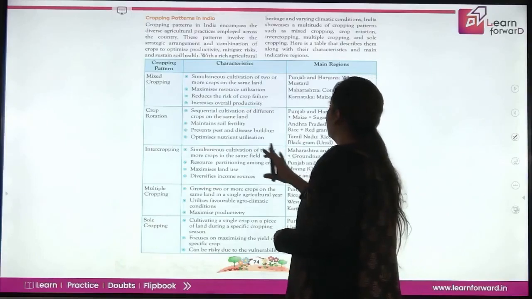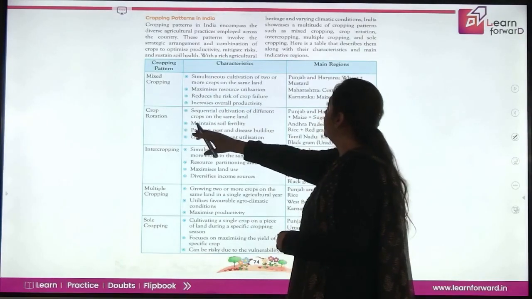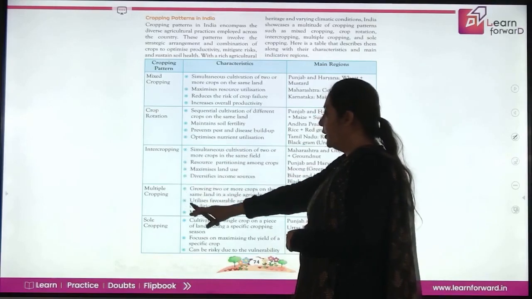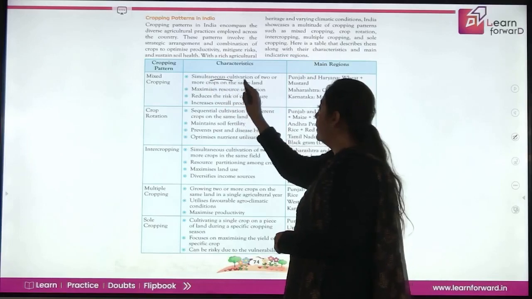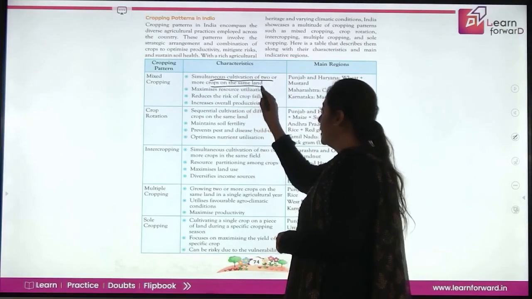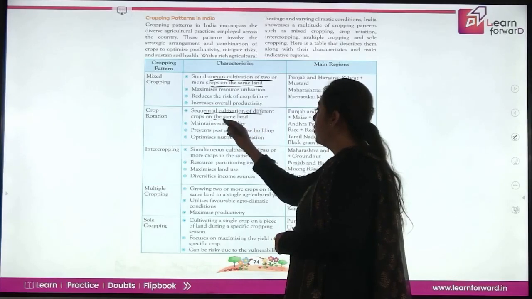So if we talk of, अगर हम इसका एक चार्ट देखें कि हम लोगों ने अभी पढ़ा मिक्स क्रॉपिंग, we studied crop rotation, we studied intercropping, multiple cropping. So let's have a quick recap. Mixed cropping में simultaneous cultivation of 2 or more crops on the same land. Right? Crop rotation में sequential cultivation of different crops on the same land.